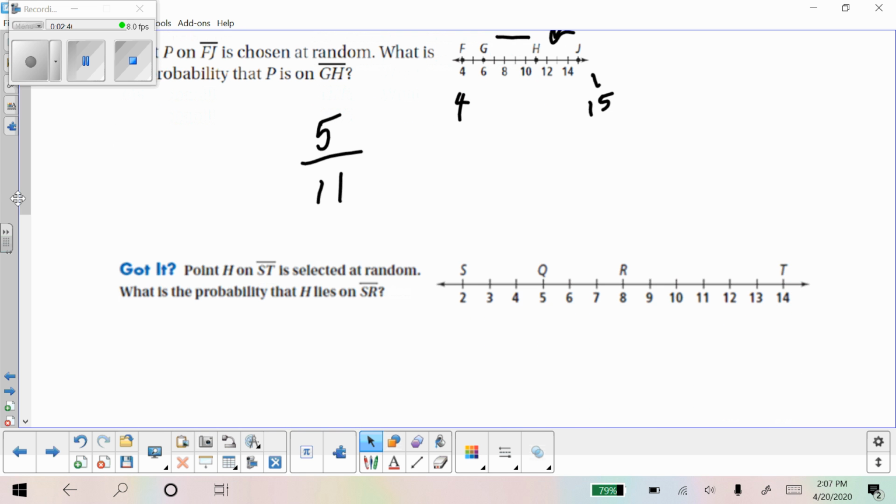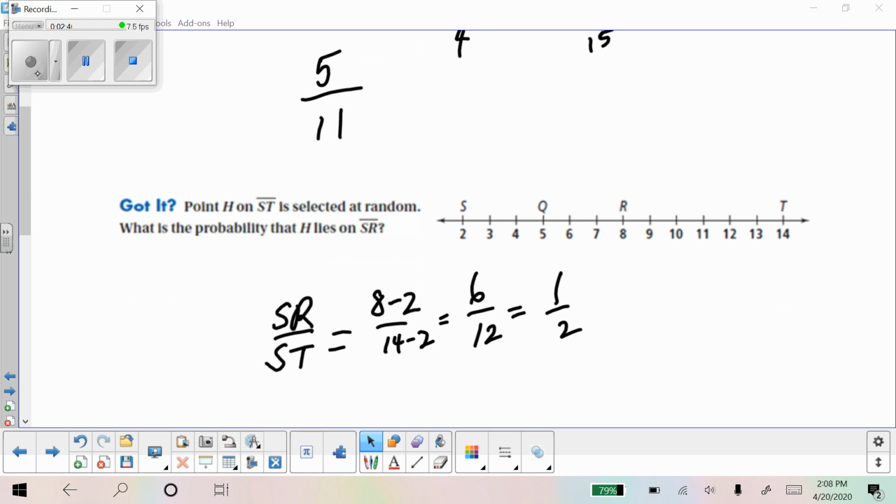Why don't you go ahead and try a problem like that? Check back, see if you get the answer right. So if you did that correctly, you found the length of SR was 6 and the length of ST is 12. So the probability is 6/12 or 1/2.